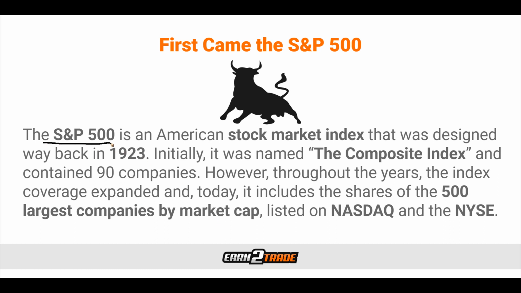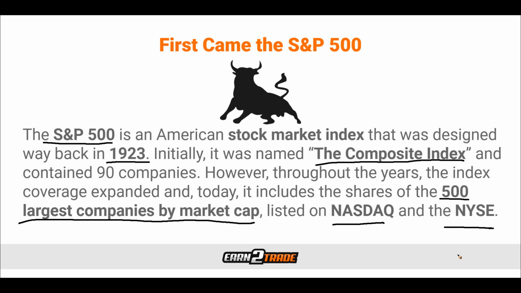The S&P 500 is an American stock market index that was designed way back in 1923. I remember it like it was yesterday. It was initially named the Composite Index, but they realized that's not a whole lot of fun to say, and throughout the years, the index expanded tremendously to where we are at today, including 500 of the largest companies by market cap that are listed on the NASDAQ and the NYSE. Today, the broad-based capitalization-weighted index is considered a vital indicator of the stock market's health.